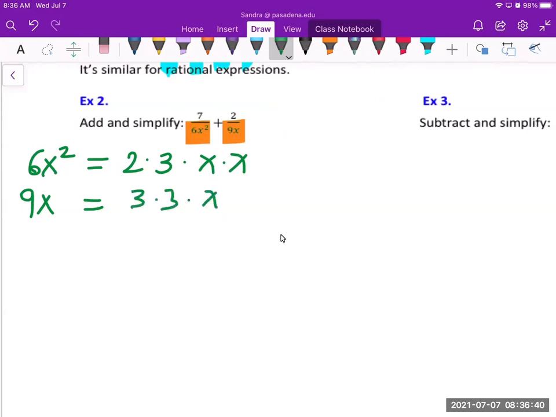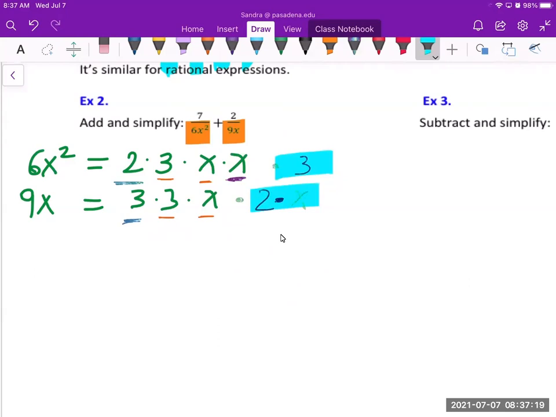Let me go ahead and use orange here. I can see that both of them have a 3 in common, and they both have an x in common. But then I am going to multiply by the extra values that they have. So, for example, this one has a 2, but this one doesn't. So I'm going to multiply this one by 2. This one has an extra x right here, so I'm going to multiply by this x. This one has a 3. I'm going to multiply by that 3 right here. I'm going to highlight it. This is what I am looking for.